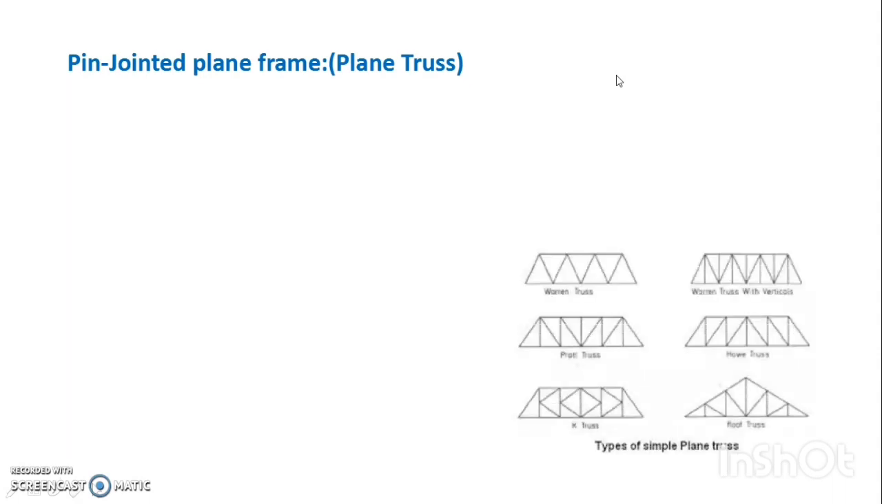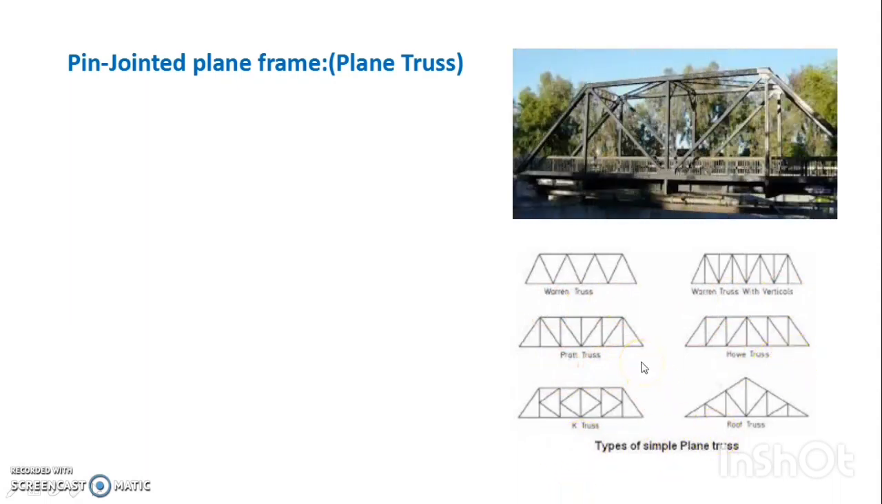Next structure which we are going to discuss is the pin jointed plane frame, in other words known as the plane truss. This is an example of various types of generally used truss structures. They are Warren truss with verticals, Pratt truss, Howe truss, K truss and roof truss. We can find plane trusses if we go and see any bridge made of truss.